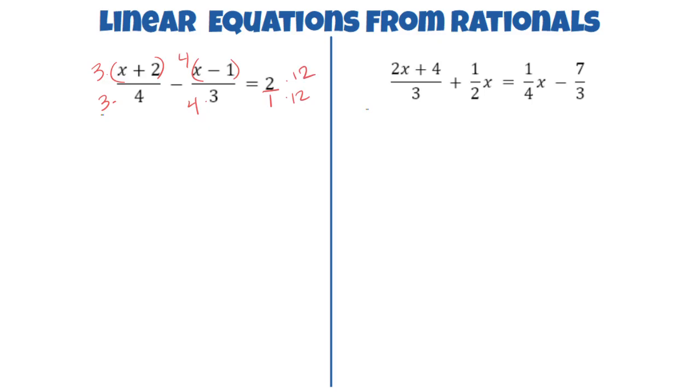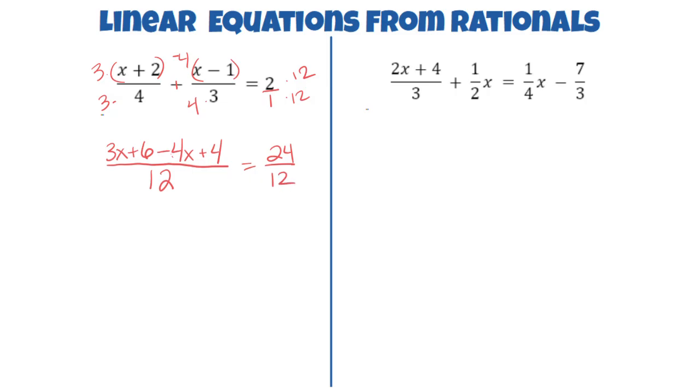Now, as I do this, I try to simplify as I go. So I know I'm already going to have this common denominator of 12 here. So I'm going to go ahead and merge the numerator, distribute. I'm going to have a 3x plus 6. And then remember, I'm basically going to be distributing a negative 4. So it's a minus 4x plus 4 equals 24 over 12.